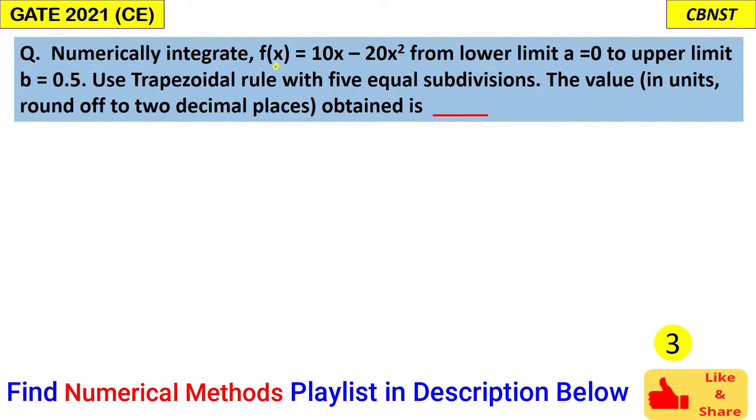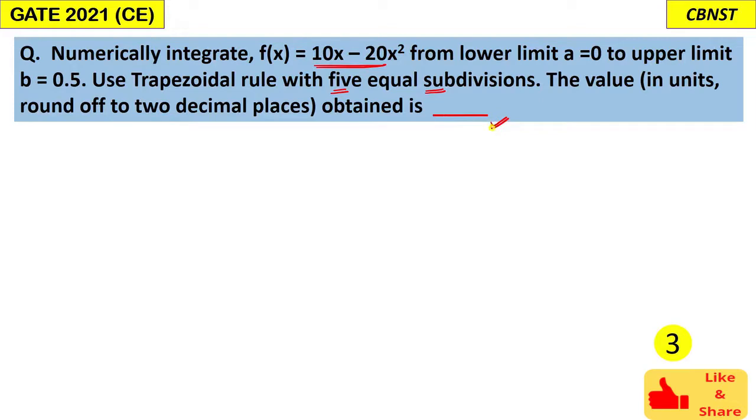The question is, we are given a function f(x) that is 10x minus 20x to the power 2, and we have to integrate this function from lower limit 0 to upper limit 0.5. We have to use the trapezoidal rule, and the number of sub intervals, or subdivisions, is given as 5. The question asks us to find the numerical integration after applying the trapezoidal rule on this function, and tell what the final answer will be. This was a fill in the blanks question, so there are no options given for this question in the GATE exam.